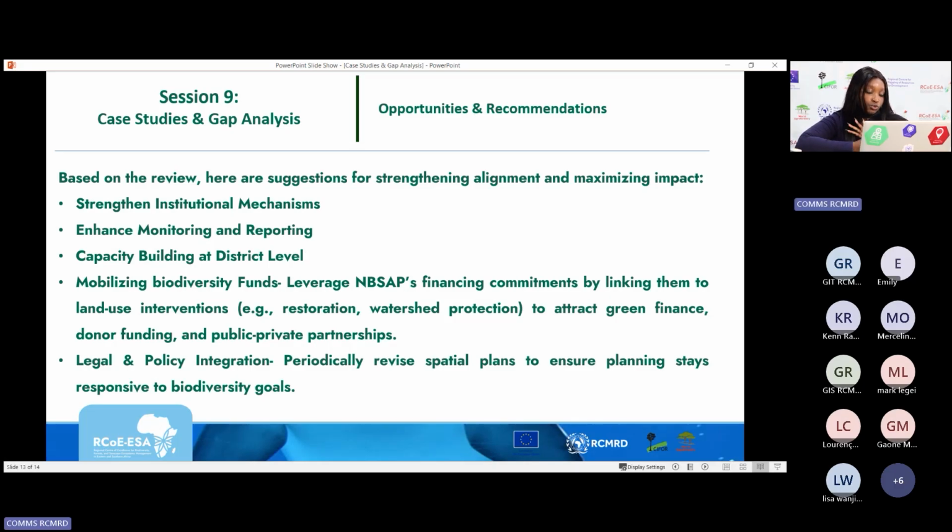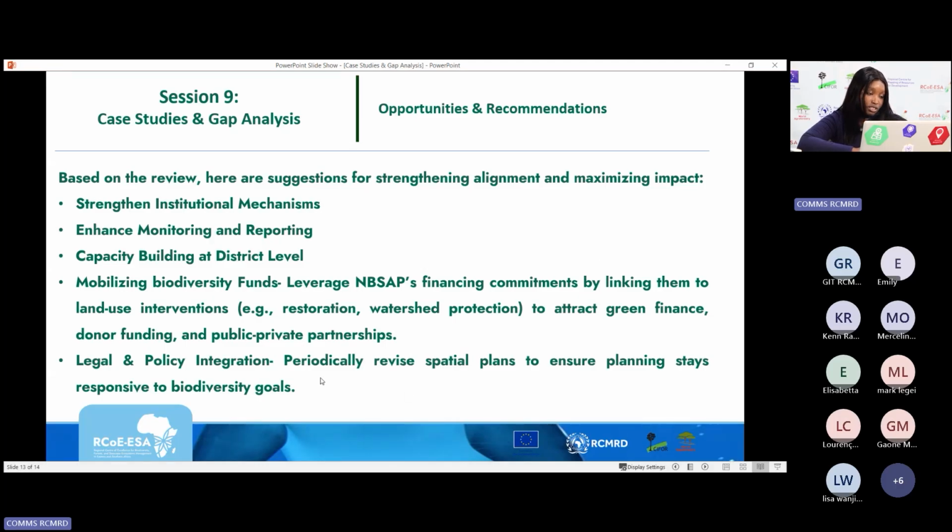We also need to mobilize biodiversity funds. And the beautiful thing about this is that being able to have these documents, being able to show these funding organizations that you have a clear strategy, you have a clear framework on how you want to get this target, is an easier way to get this funding. So, for example, leveraging on the NBSAP's financing commitments, you can link them to land use interventions, such as watershed protection, that is in terms of wetlands, and then restoration of any degraded areas. So this is able to attract green financing, donor funding, and even public-private partnerships, that is between the government and the private sector.